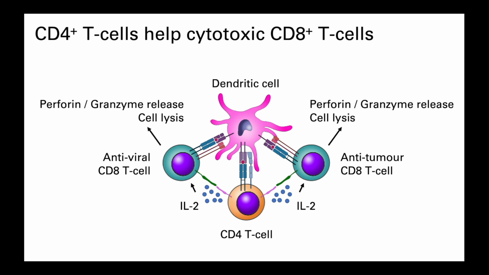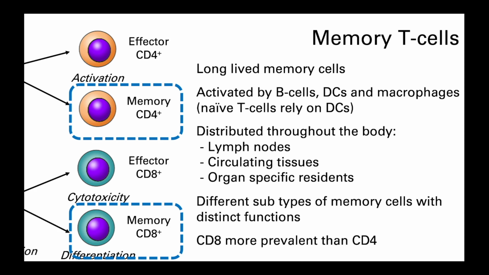Naive T cells are almost exclusively activated by dendritic cells in the lymph nodes, but memory T cells can be activated by B cells, macrophages, or dendritic cells, and are much more sensitive to stimulation. They also have a very different distribution pattern in the body. Some remain in the lymph nodes, but others are circulating amongst the tissues or reside in specific organs, perhaps because that is where they originally encountered the initial threat, and so they are primed to defend that same entry point.